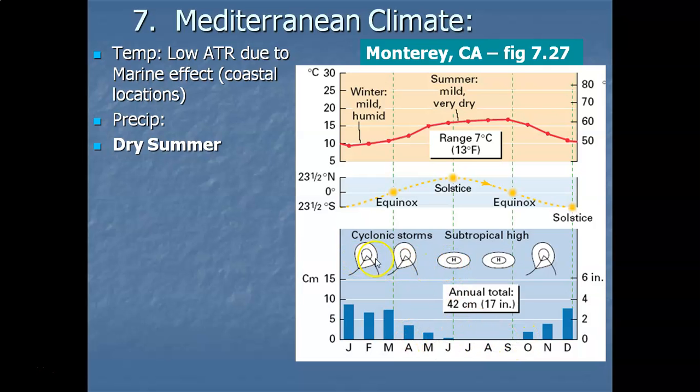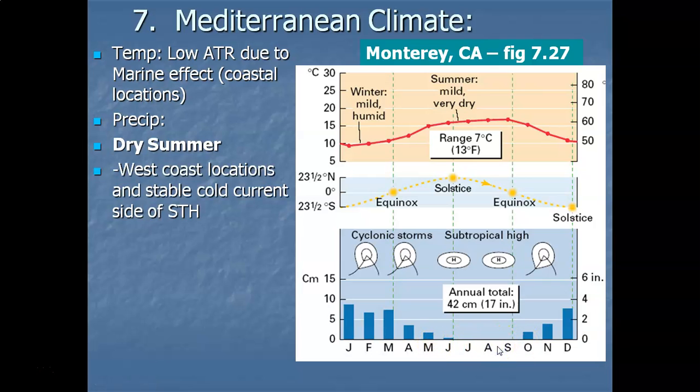So if you take a look at the icons, it really is the same as what we just saw for our climate, the moist subtropical. The big difference is that we're on the cold ocean current side. We're on the west side of a continent. And so you're going to wind up with dry, stable conditions, really severe summer drought.